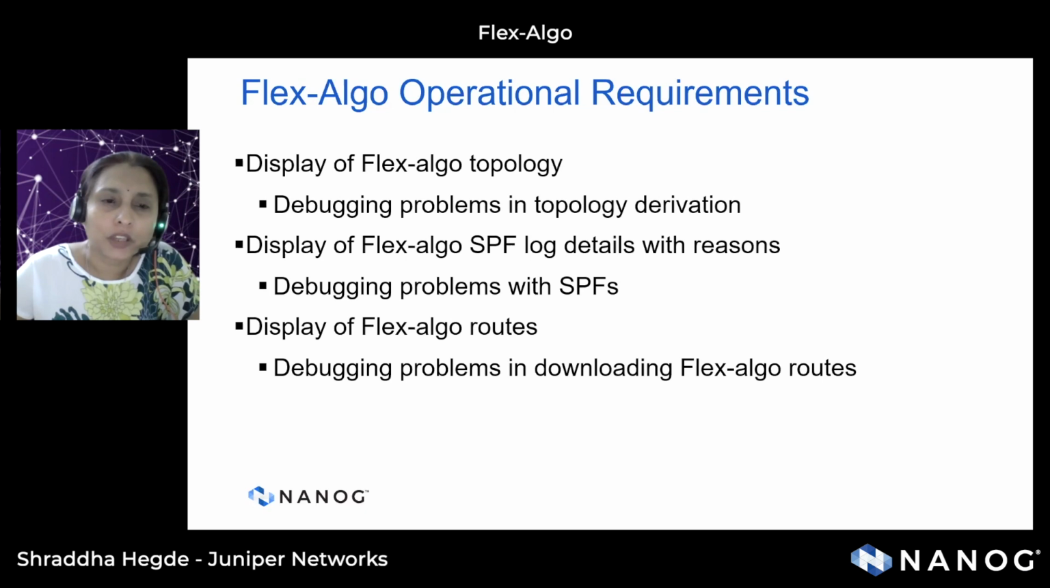Another useful thing is, because per FlexAlgo SPFs are done in IGP, it is also useful to have displays of SPF log details, like for example how many SPFs were triggered and why they were triggered, and what is the reason for those, so that you can see for certain FlexAlgo, if certain computation is not proper, whether a SPF was triggered. Or even for use cases where too many SPFs are getting triggered in a certain FlexAlgo, and you want to see what are the reasons for those SPFs getting triggered in that particular FlexAlgo. So display of SPF log details is a very useful thing to have to debug networks when you have FlexAlgo deployed.